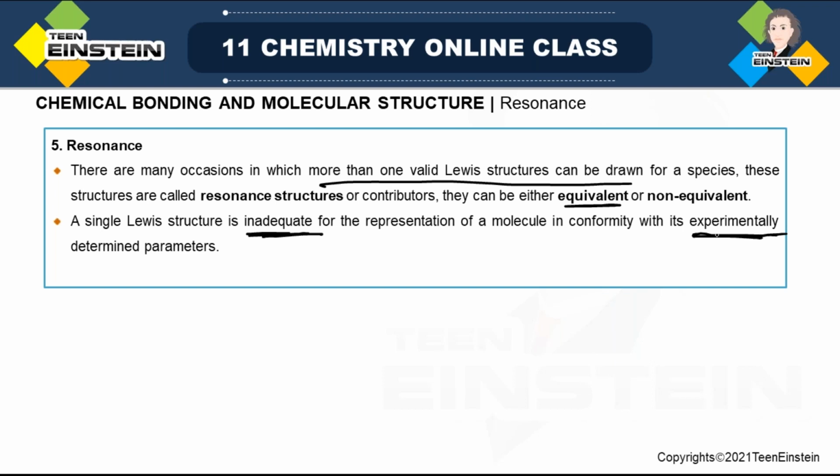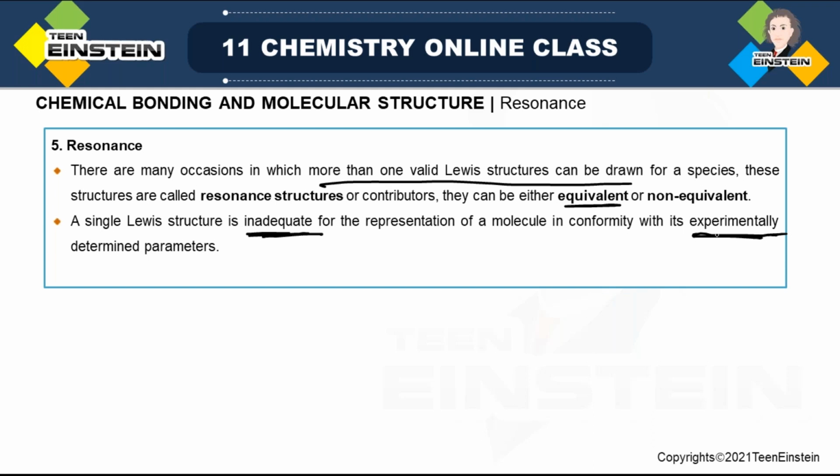So that the theoretical result correlates with the experimental result. If we consider the average Lewis structure, then only can we find this type of correlation. So that is why we should consider the resonance structure.